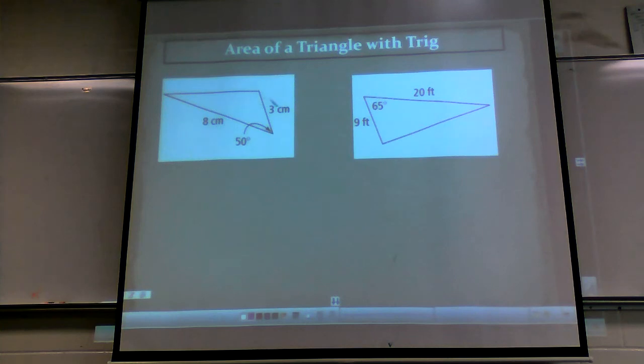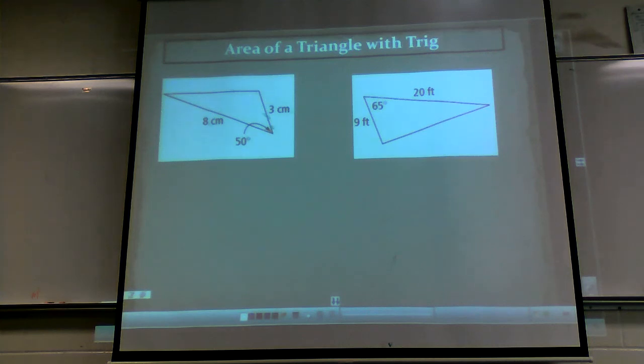Like, on here, I could take the time and draw in this side right here, make it a height, and then do sine, cosine, tangent stuff to get that side of it. It's just not necessary to do it because of the formula which is up there.